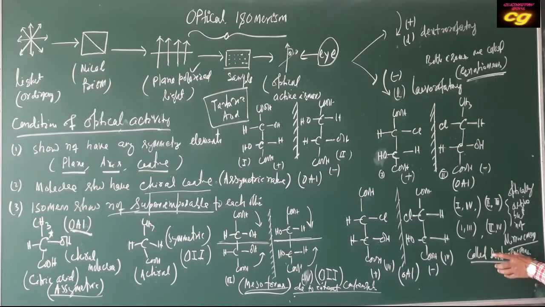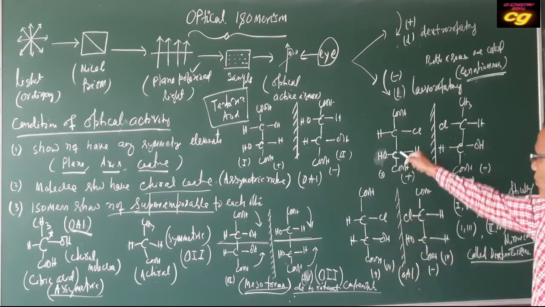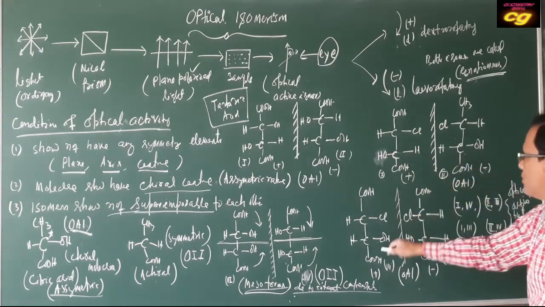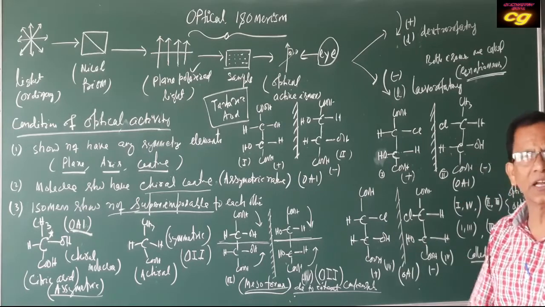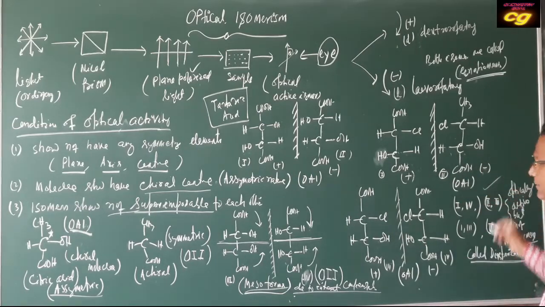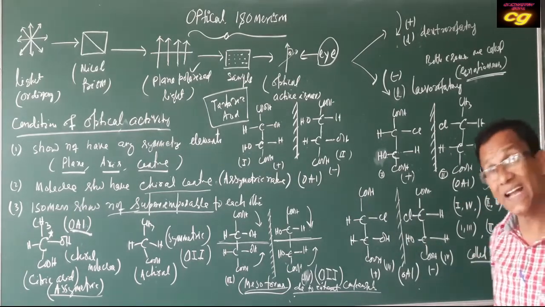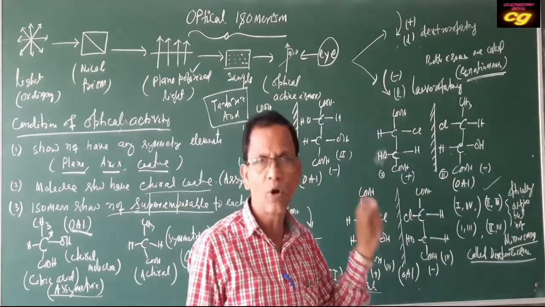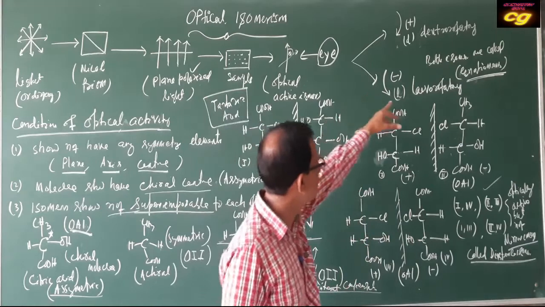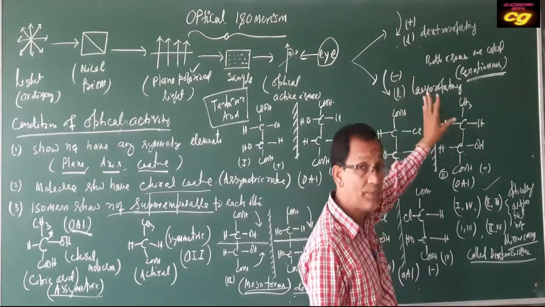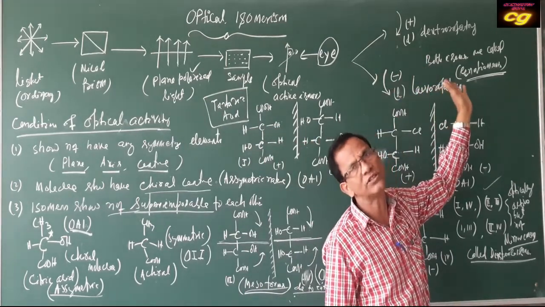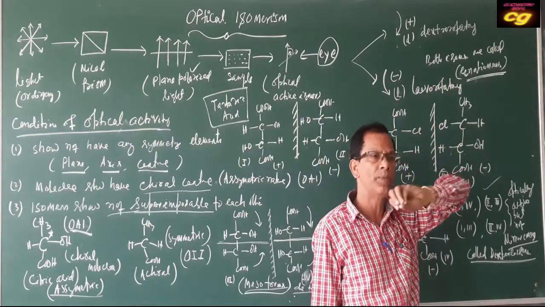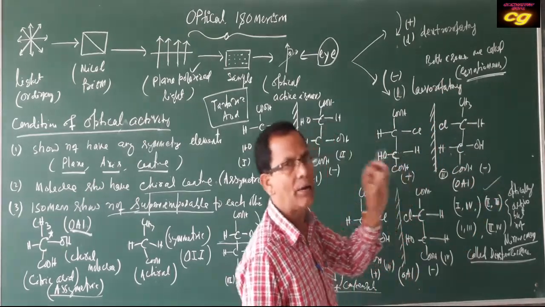What are diastereoisomers? Optically active but not mirror image. So 1 with 3, 1 with 4, 2 with 3, 2 with 4. These pairs of isomers are called diastereoisomers because they are optically active but not mirror image. But enantiomers means optically active and mirror image, both relations are satisfied. Optically active and mirror image.